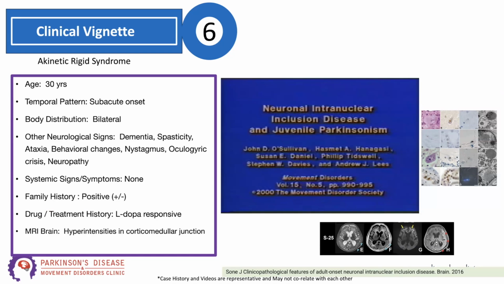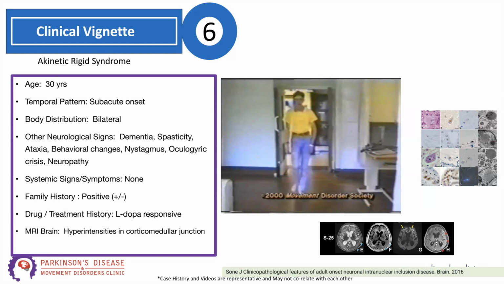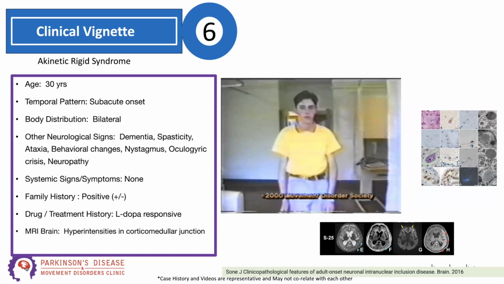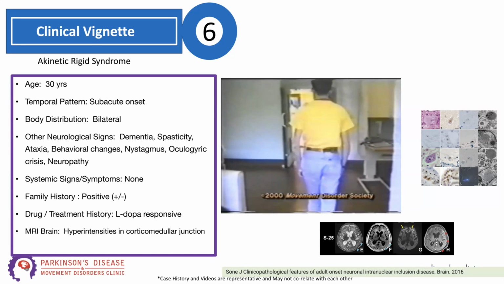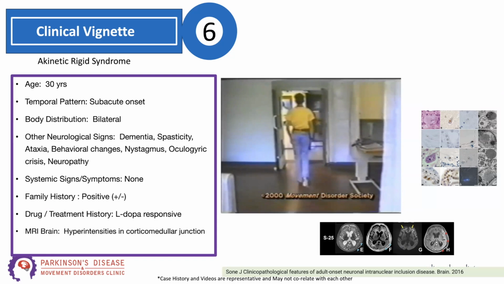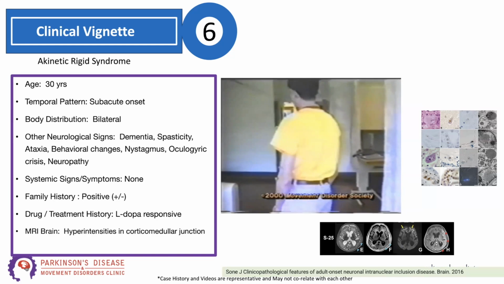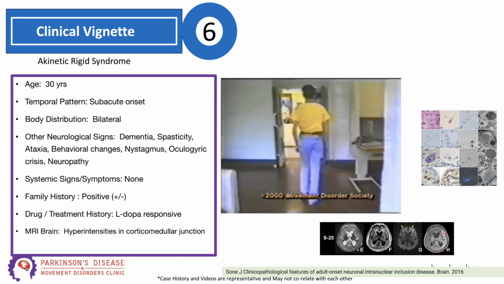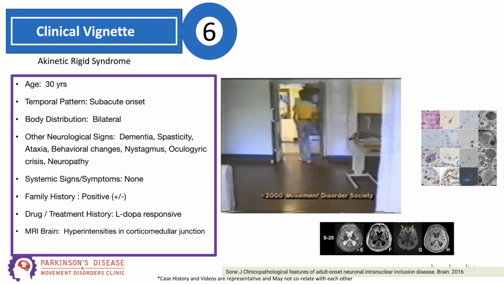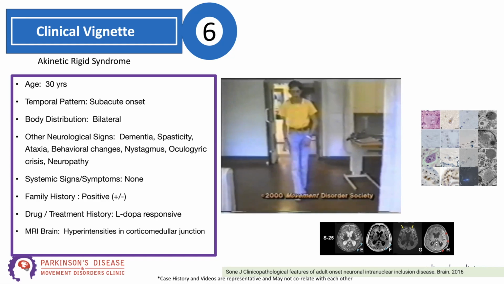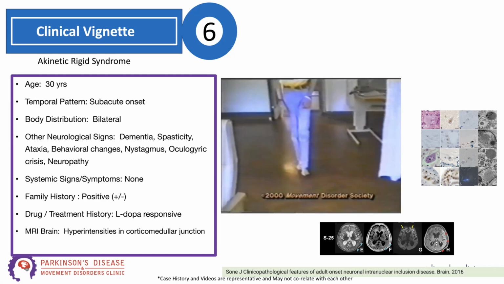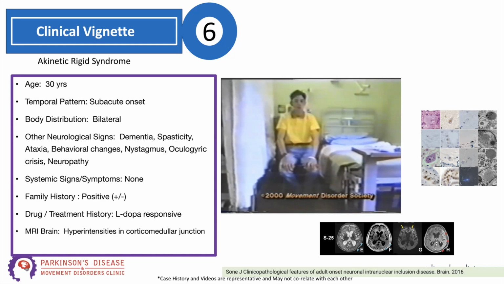Coming to case 6, here we see a young adult who presented with reduced steppage gait, hypomimic myopathic-like facies, absent arm swing, slowness and tremor in the dependent right arm, mild tremulousness. Along with that, he also has cognitive changes, pyramidal features, ataxic features, behavioral changes, nystagmus, oculogyric crisis, neuropathy findings. I'm just giving the crux of the findings.